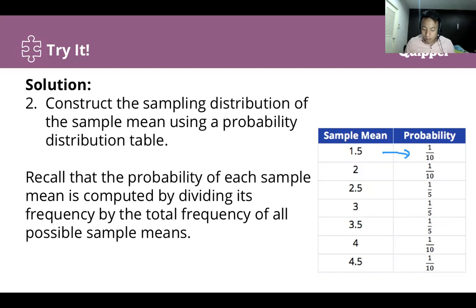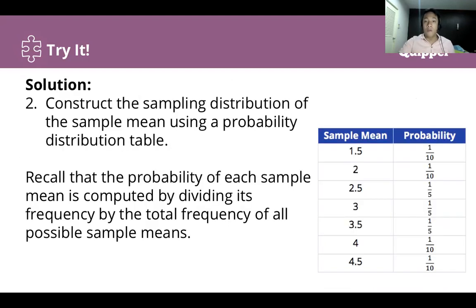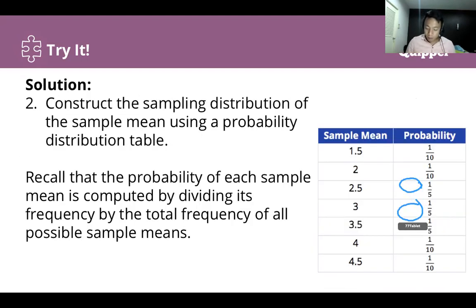Okay? Ilang 2 yung ating given? Ilang 2? We have 1. There's only 1 also. There's only one 2. That's why we got 1 over 10. And it's a probability. Ilan yung 2.5? So how many 2.5 do we have? 1 and then 2. So we have here 2 over 10. Or in simplifying 2 over 10, ang magiging sagot natin is 1 over 5.